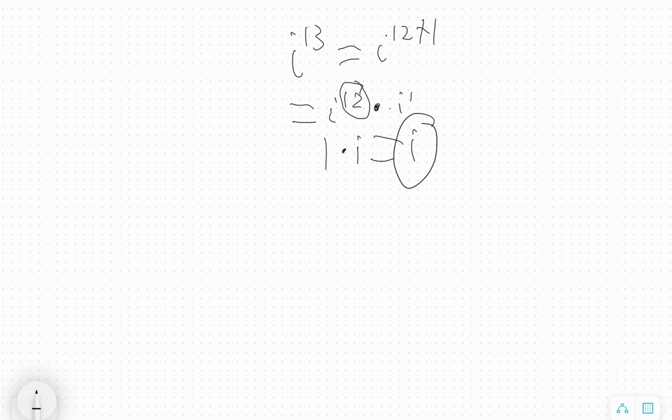So you want to rewrite it to where one of your I values here is a multiple of 4. That's a really good way to do it. Because 1 times something is the other thing. So 1 times I is I, so we rewrote I to the 13th as I to a multiple of 4, which is 12, plus 1. So that's how we got our answer.